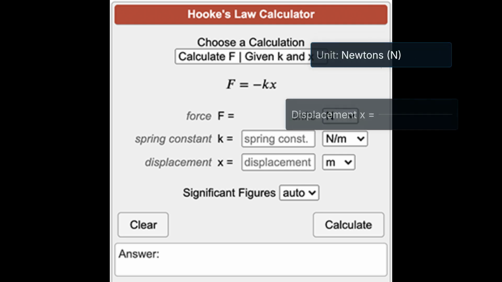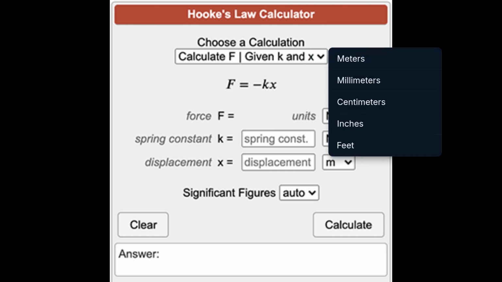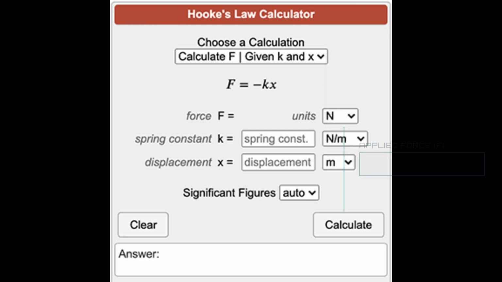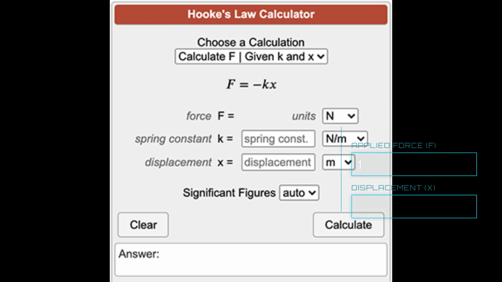Next is displacement X, where you enter how far the spring moves. The displacement unit dropdown provides 5 choices: meters, millimeters, centimeters, inches, and feet. I'll use meters for our example. Now for a worked calculation, I'll enter 10 for applied force F and 10 for displacement X.